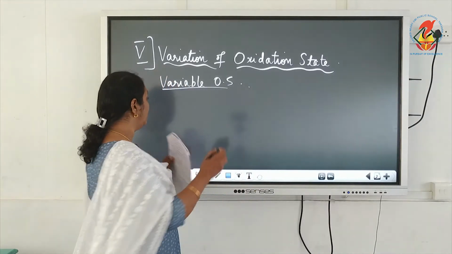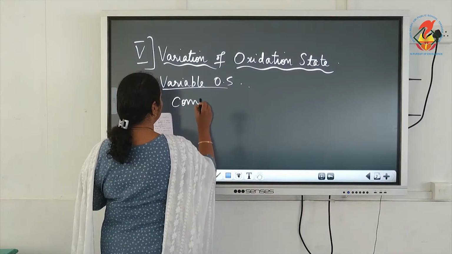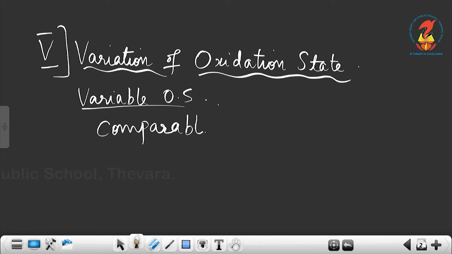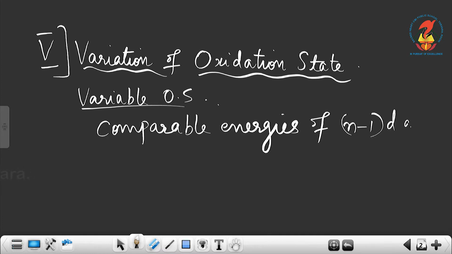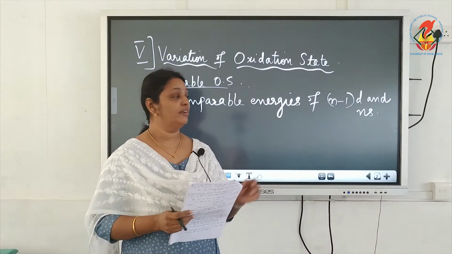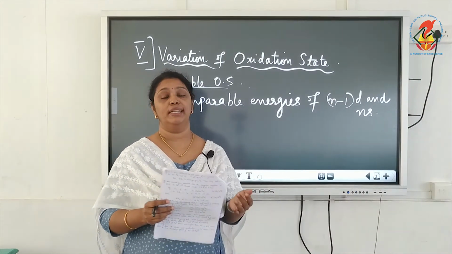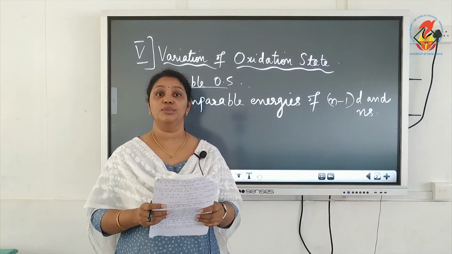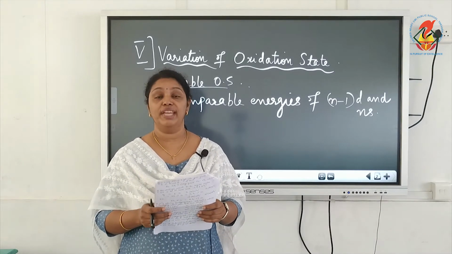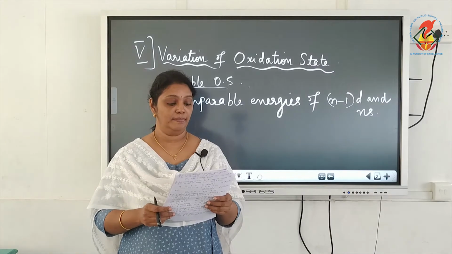So, comparable energies means almost the same energy of n-1d and ns orbital. Maximum number of electrons from n-1d and ns orbital can participate in bonding. So, transition elements can show variable oxidation state.